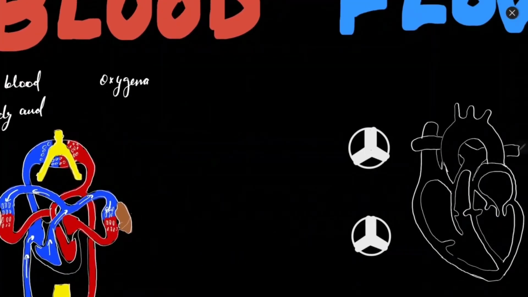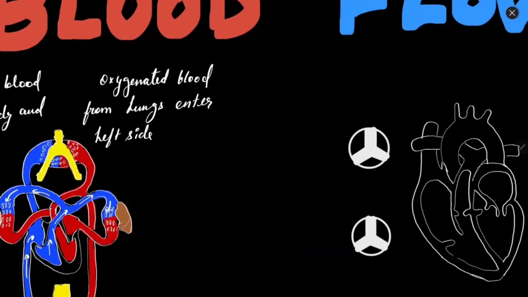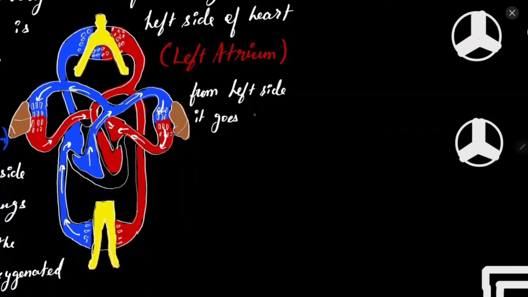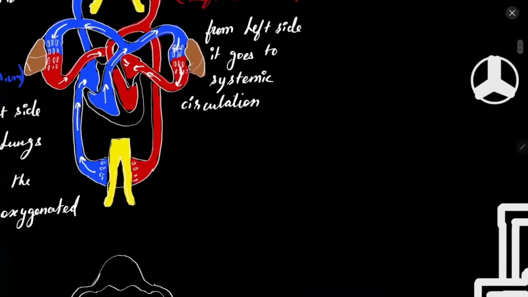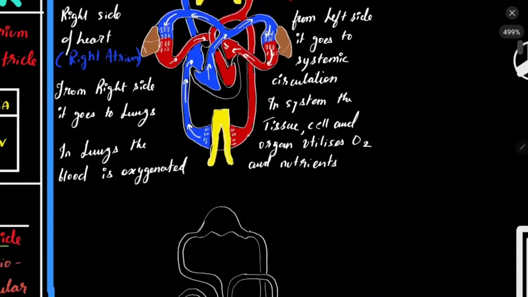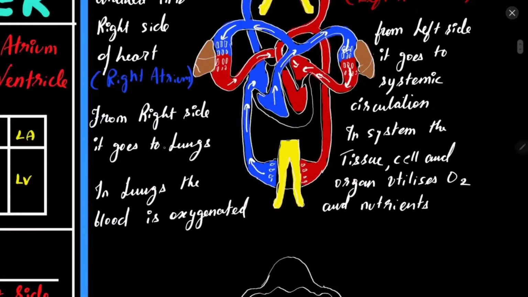After oxygenation, pulmonary veins take the oxygenated blood back to the left side of the heart, that is left atrium. From left ventricle, the blood goes into the systemic circulation where cells, tissues and organs utilize oxygen and nutrition for their metabolism.